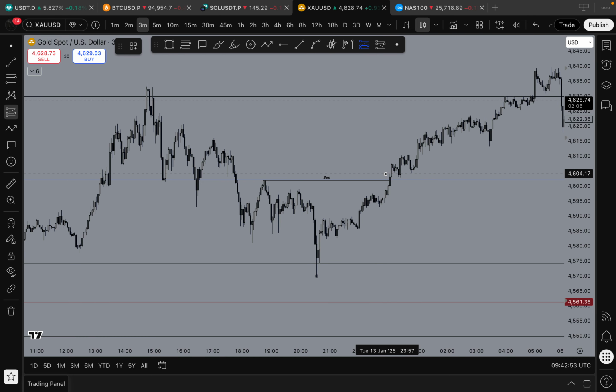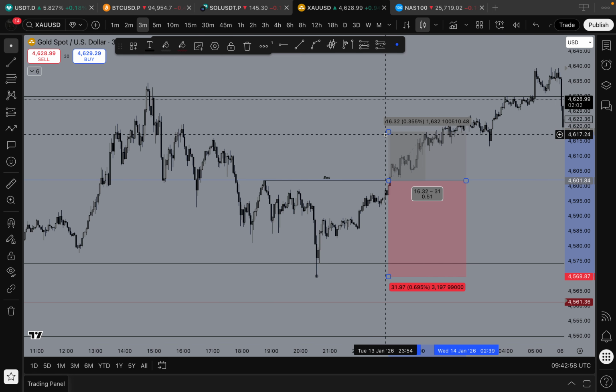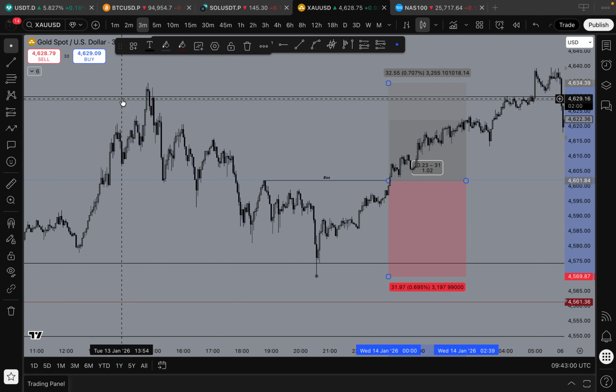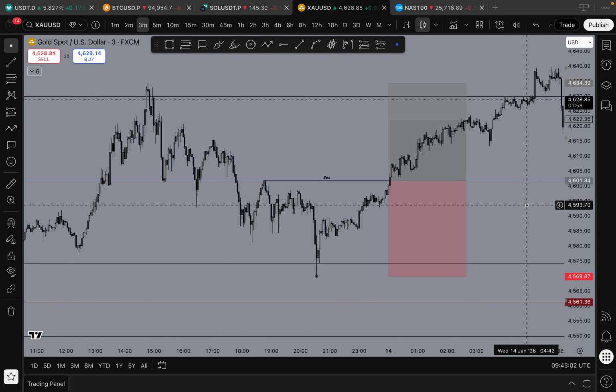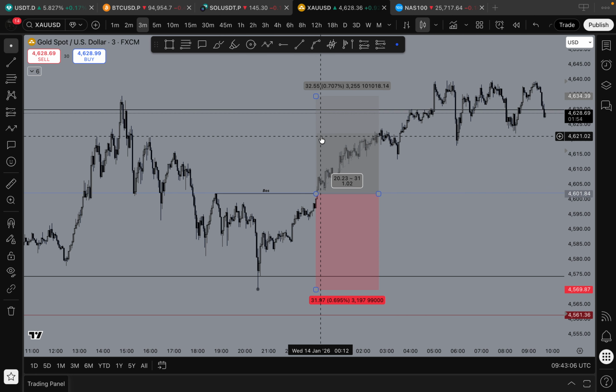So then, yeah, do you take a long here? Stop loss has to be that low. Target is the range high, which is now this point, for a 1R. Yeah, you could take it. For me, it's not a way to play it.